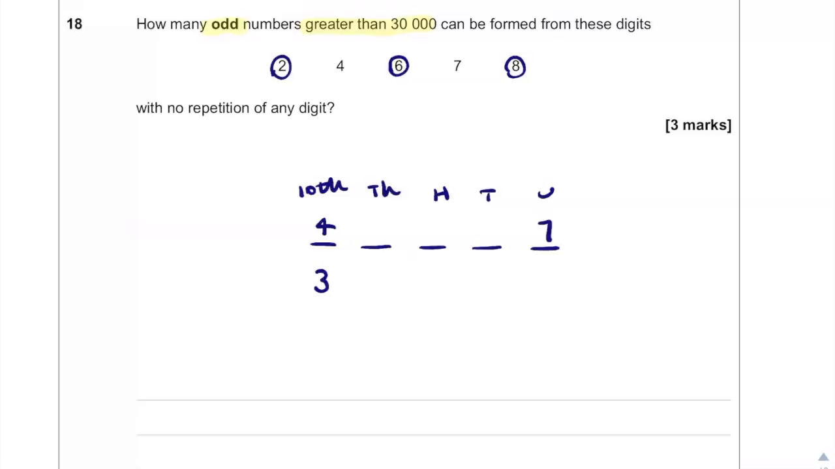So again, we've got another 3 possible combinations. Now, because this method is called the product rule for counting, we multiply our combinations together. So we're going to do 3 times 3. And then let's say for argument's sake, we end up using the 2 in our thousands column.